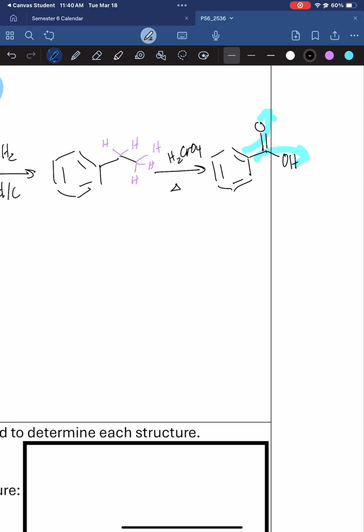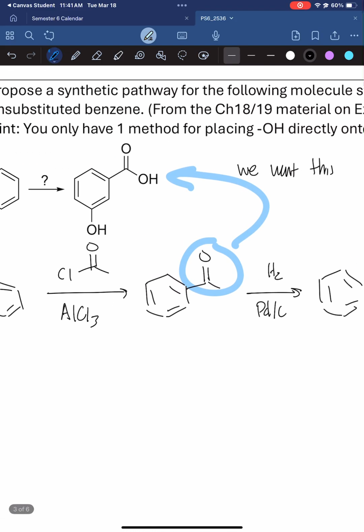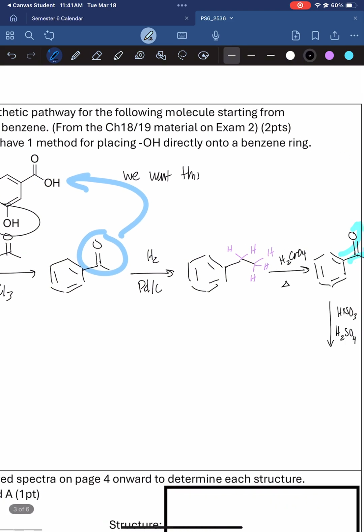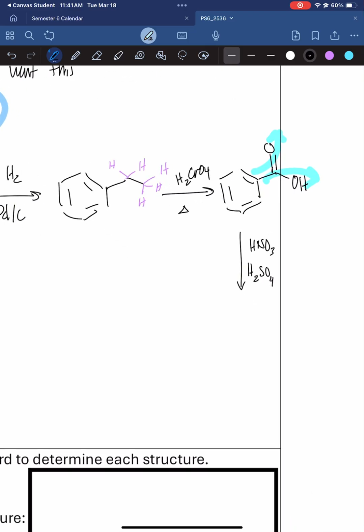And it doesn't ask you for resonance or anything like that, but if we want to, we can justify this meta direction by resonance. And what I'm going to do is add a nitro group, because eventually we want to get to this alcohol group. And it says here you only have one method of placing OH directly on a benzene ring. So we already know we want the nitro group somewhere on there. So we're going to end up with something like this.